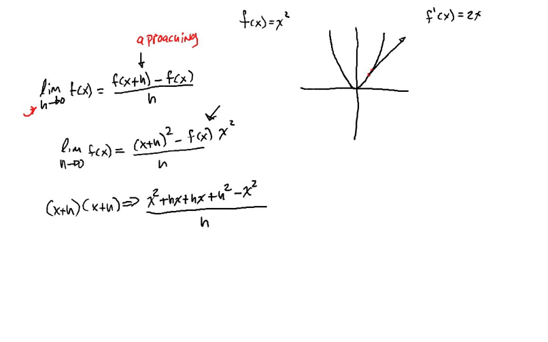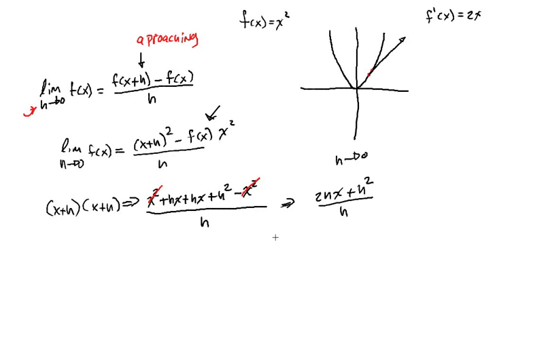Well, the x squared and the minus x squared would just cancel out, and we would be left with 2hx plus h squared all over h. Now remember that h is approaching 0. So in effect, h is going to get so close to 0 that we can even cancel it out.